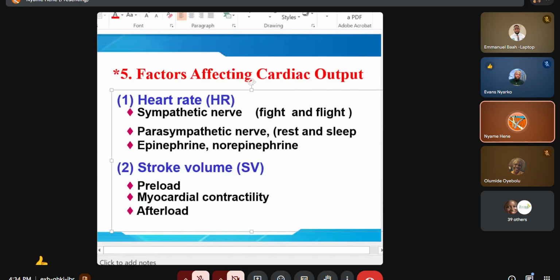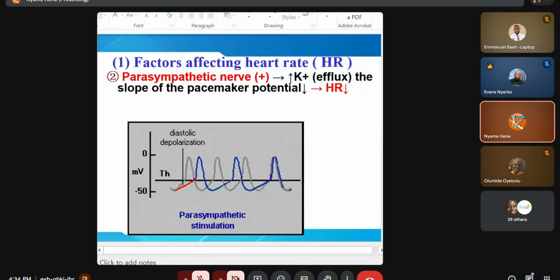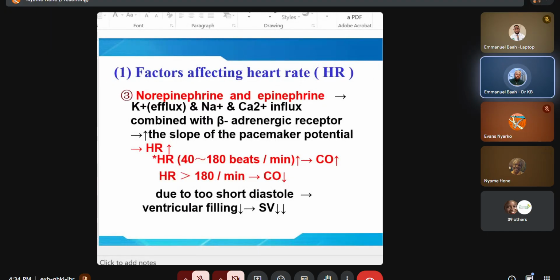Are you recording the slide so that those who are not here can see? Is it being recorded? Yes, sir. Please, it's being recorded.